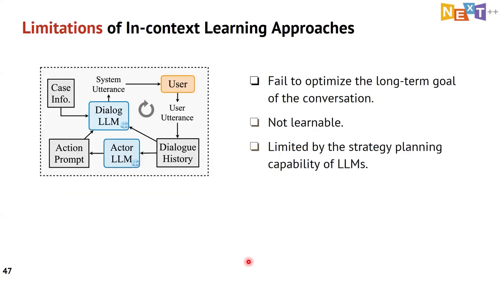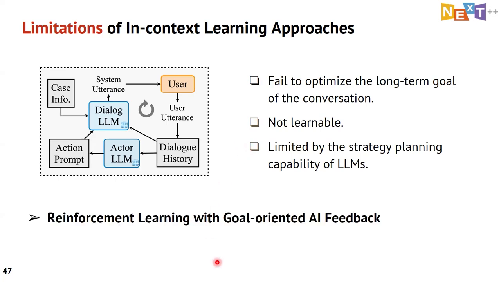So we can see that there are some limitations of the in-context learning approach. The first one is that the in-context learning approach may fail to optimize the long-term goal of the conversation. Also, this kind of approach is not learnable, and it will be limited by the strategy planning capability of LLMs. So in the next work, I will introduce a work that proposes reinforcement learning from goal-oriented AI feedback for improving the planning capability of LLM-powered conversational agents.